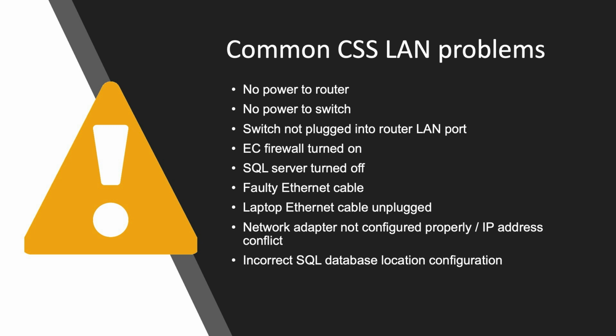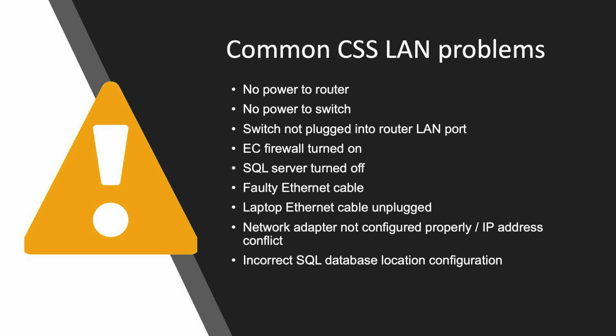The switch might not be plugged into the router's LAN ports. Somebody might have forgotten to connect the switch and router altogether, or they might have accidentally plugged the switch into the router's WAN port. Another possibility might be that the EC computer's firewall is turned on, which is then blocking the network traffic to and from the database. Or the SQL server might not even be turned on. Problems can also be caused by a faulty, loose, or unplugged Ethernet cable, a laptop network adapter not being configured properly, using the wrong IP address for the database location, or having an improperly configured database location setting.